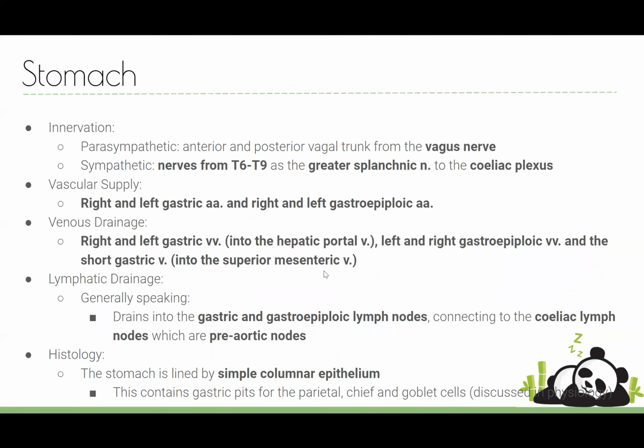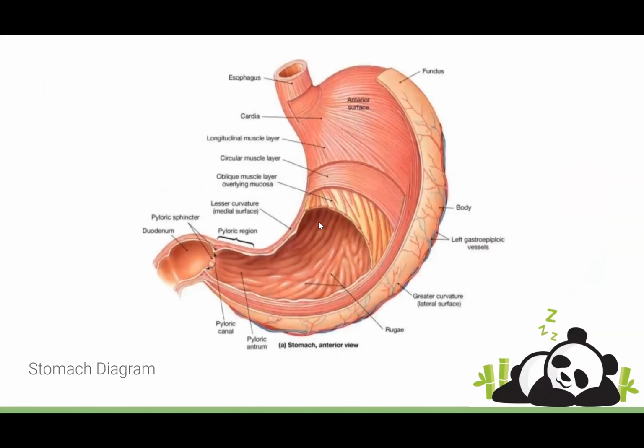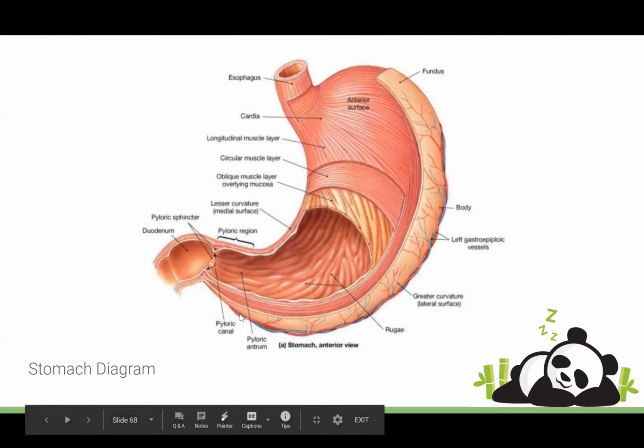There's also another layer within the stomach. There are three muscle layers: the longitudinal muscle layer, a circular muscle layer, and an oblique muscle layer. So there are three muscular layers in the stomach instead of the two that we normally see. That's just the thing. And the pyloric antrum we talked about here.